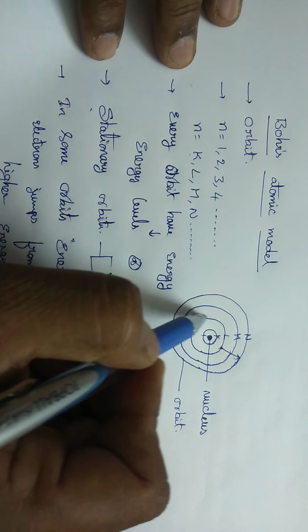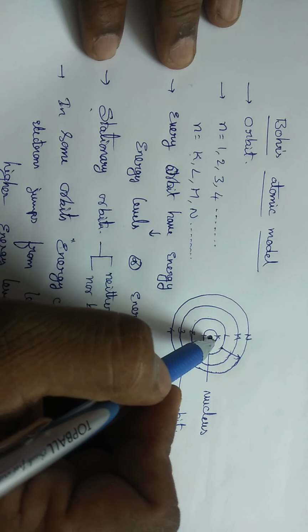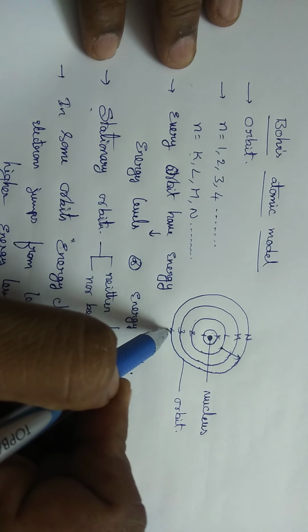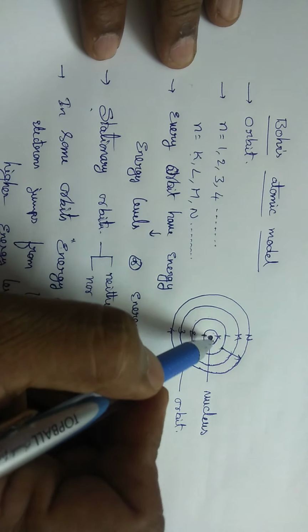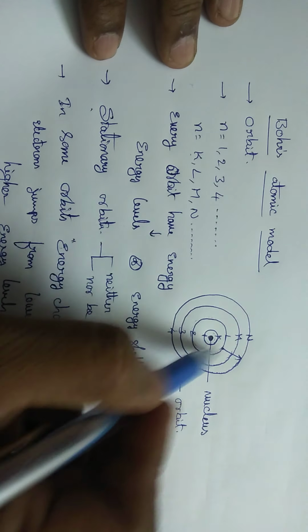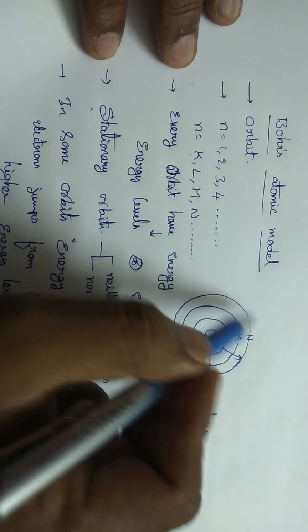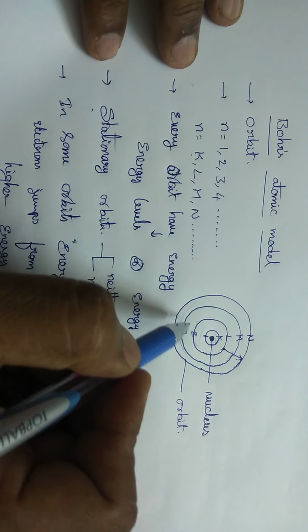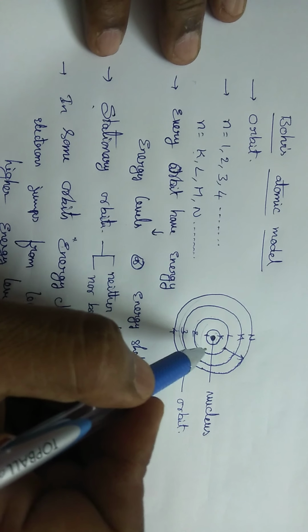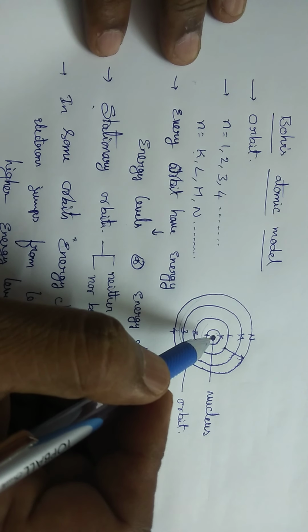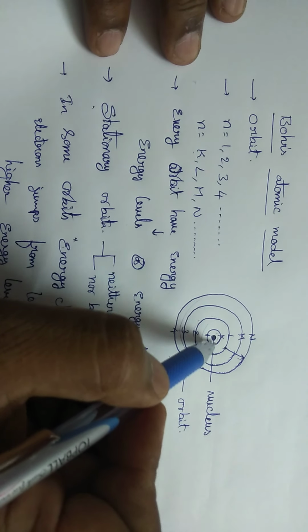Suppose an electron is present in a lower energy level. As the number of the orbit increases, first orbit, second orbit, third orbit, fourth orbit, the size and energy of the orbit also increase. Orbit energy is always more than the electron energy, so electrons must revolve within the orbit only.